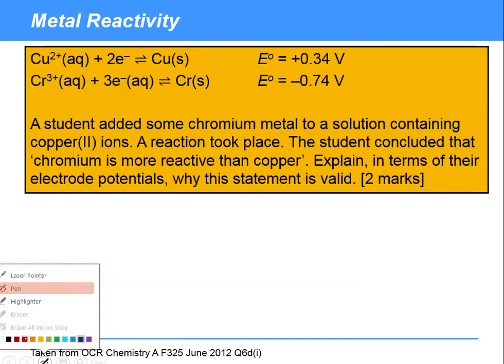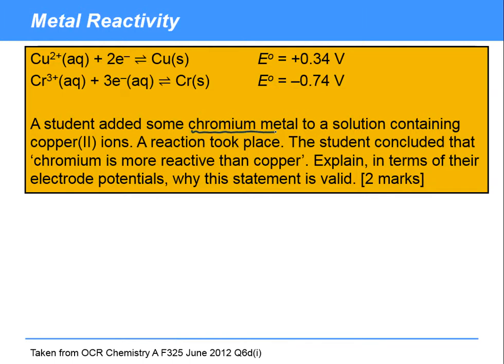So first sort of golden rule with every question is to try and extract information from the question. So a student added some chromium metal to some copper 2 ions. So the species involved are chromium and copper 2+. And they found that a reaction took place. So if a reaction takes place, what's happening is that the chromium must be losing electrons and being oxidized, and the copper 2+ must be forming copper and being reduced. So that's what's actually happening.